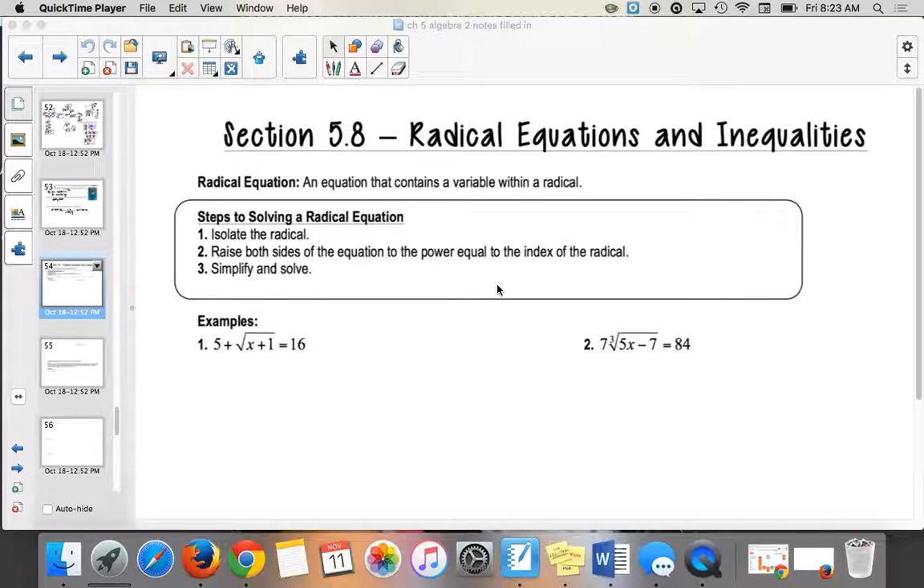5.8 is on radical equations and inequalities. So we're going to deal with equations that have roots and how do we get rid of the roots and so on.